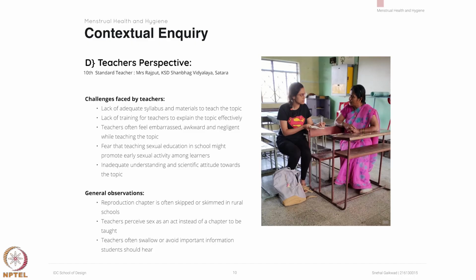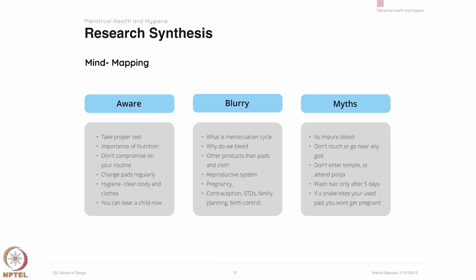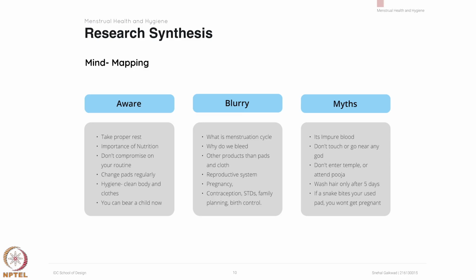Then I also visited my school teacher and asked her how she teaches menstruation and sexual and reproductive health in 10th standard. We have been introduced to this topic only after 9th standard. So how does she deal with teaching students? Girls were aware of taking proper rest, the importance of nutrition during these times, not compromising on your routine, and changing pads regularly. So basically they knew all the hygiene and nutritional information, plus they knew that you can become pregnant after menstruation.